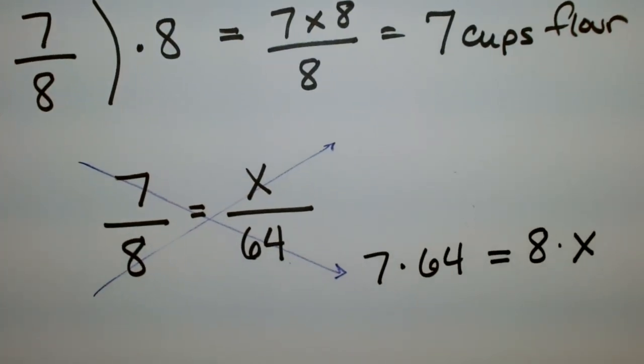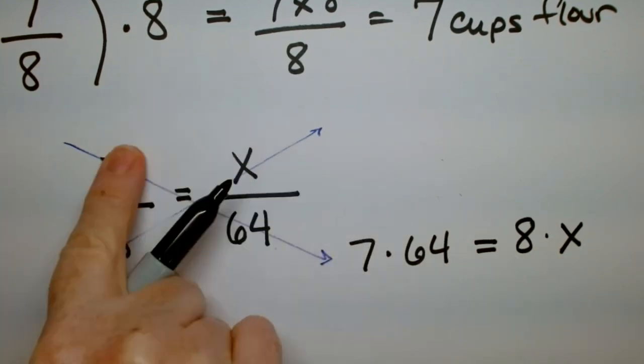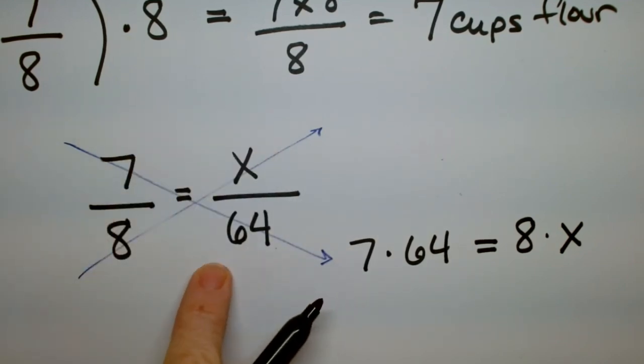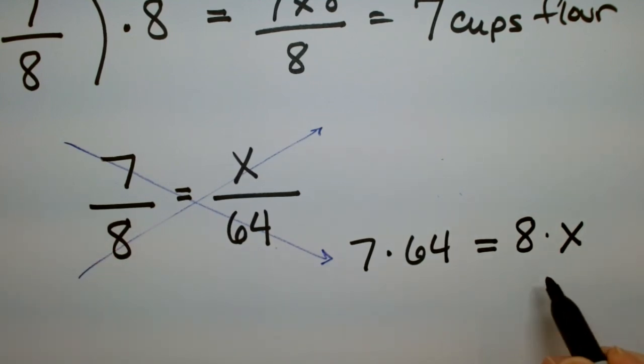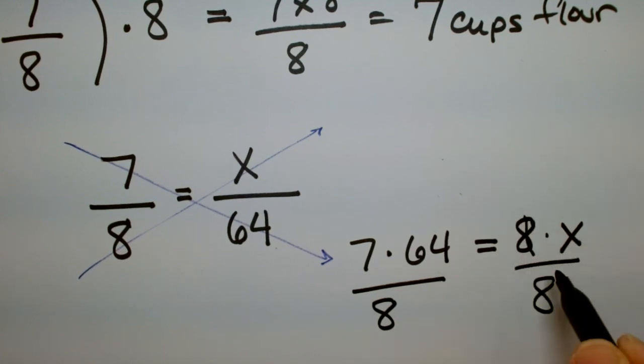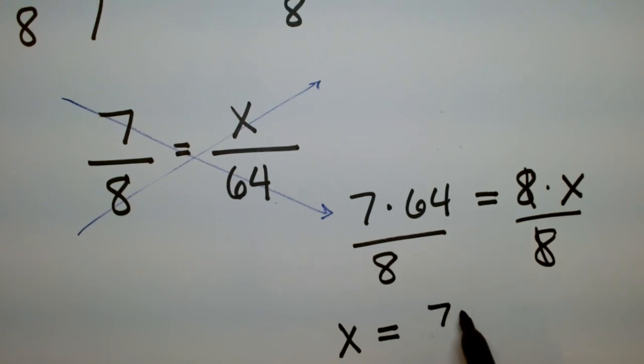Okay, so we have 7 times 64 equals 8 times x. So this relationship needs to stay the same, or you're going to have pucker up juice or way too sweet juice, right? You need to have the same relationship, same ratio. Okay, so we want the x by itself, so we just divide by whatever's in front of the x, and that's an 8. 8 over 8 gives you 1. X is now equal to 7 times 64 divided by 8.